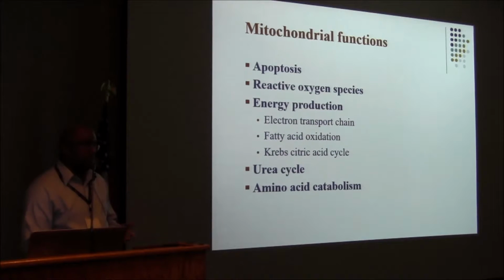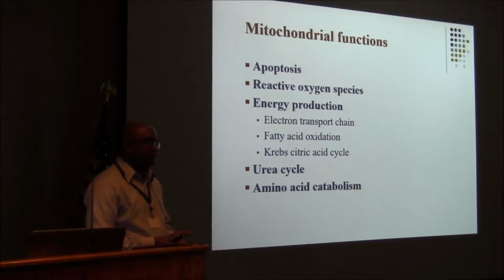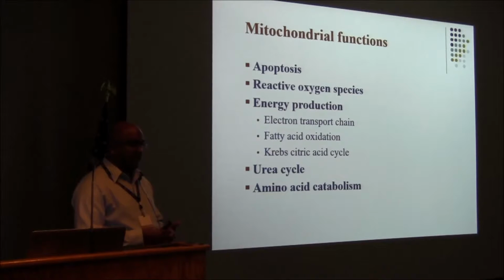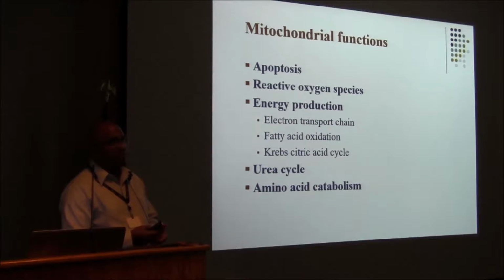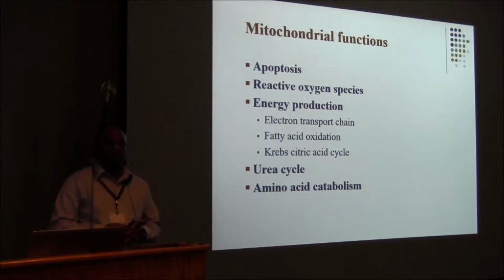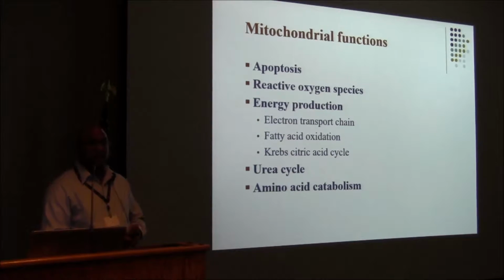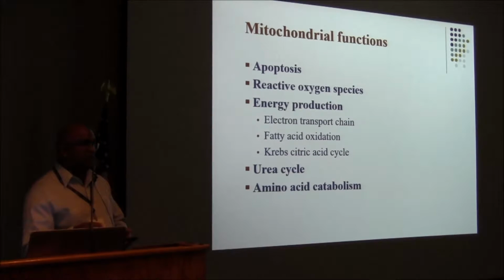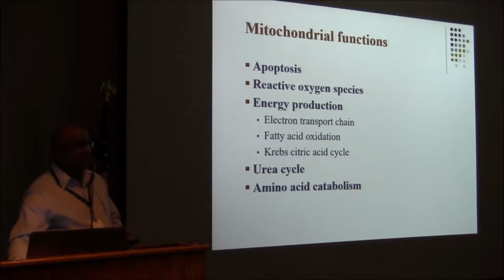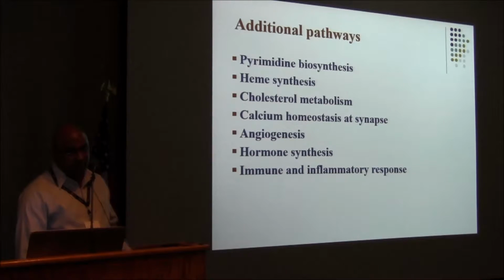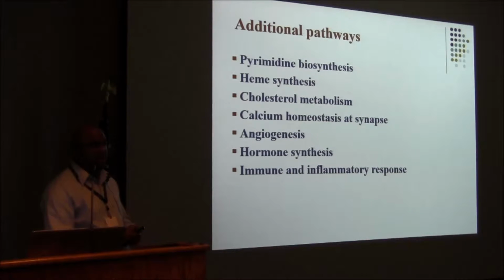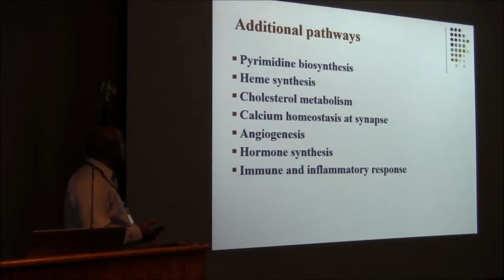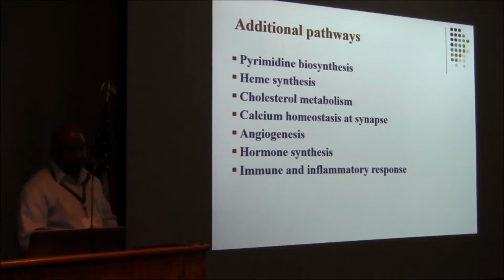Usually when we think of mitochondria, we think about energy production. That's the main function of mitochondria, but apart from that, there are a few other functions that are equally important, like apoptosis and scavenging of reactive oxygen species, and mitochondria also take part in the urea cycle and amino acid catabolism. A few lesser important ones are pyrimidine biosynthesis, heme synthesis, cholesterol metabolism, etc.